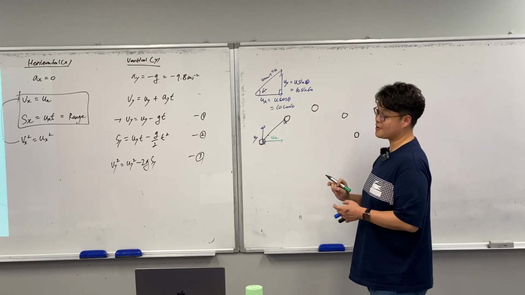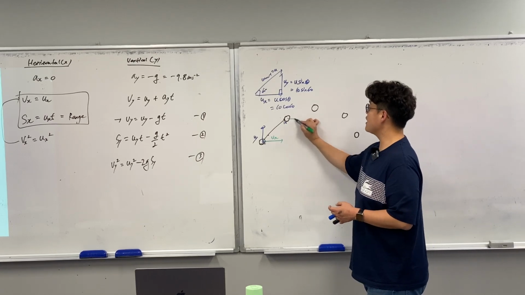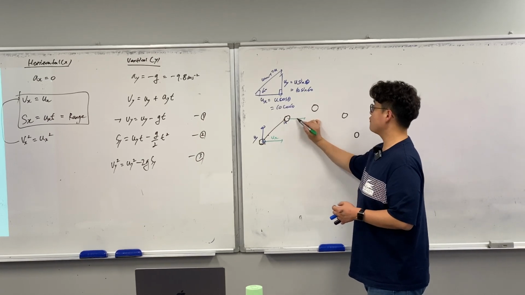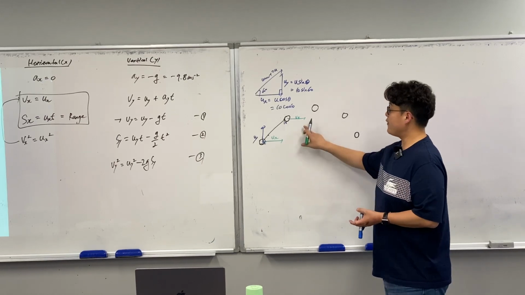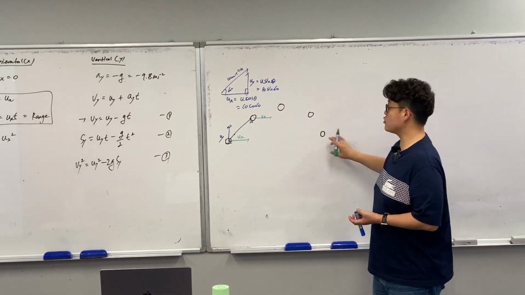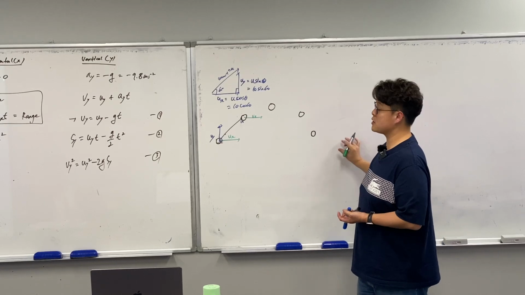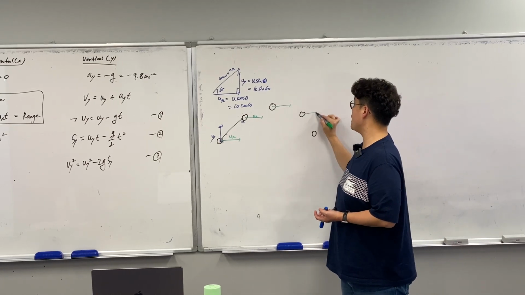No, horizontal. There's no acceleration. So it would be the same vector, which is Vx, the same length. Are we expecting that the vector length will change throughout the journey of the ball? It will be the same. So it's still going the same, like this.